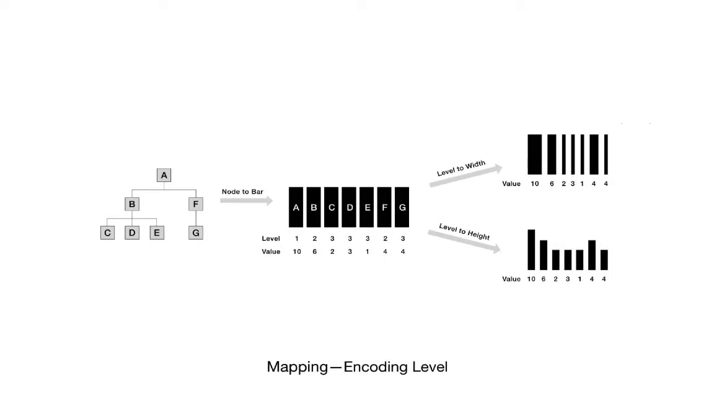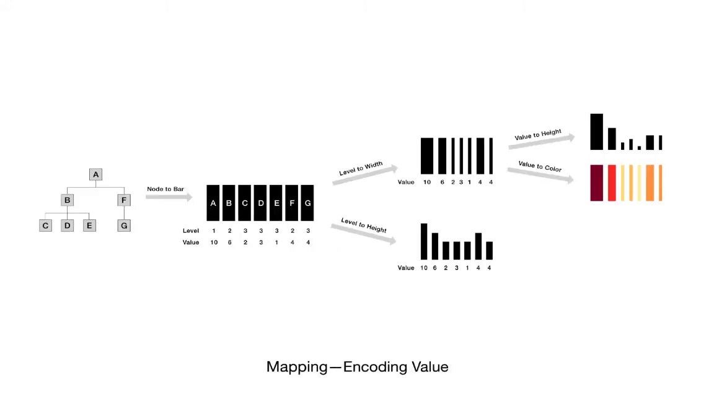For the hierarchical structure information, the node depth can be encoded into the width to get BarcodeTree width, or height to get BarcodeTree height. And for encoding the node value information, BarcodeTree width can encode the node value to the height and color. BarcodeTree height can encode the node value to color only.